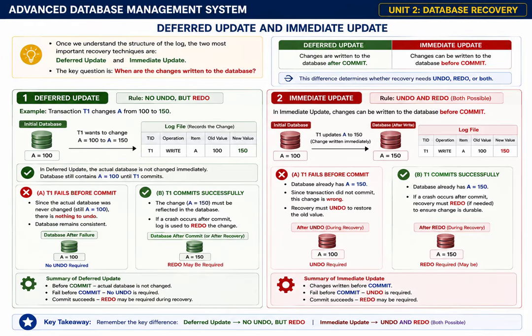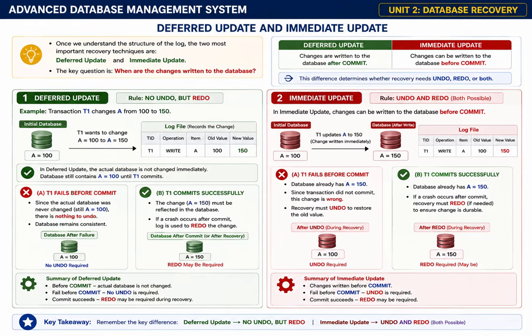Now, suppose instead that T1 successfully completes and commits. In that case, the new value, 150, needs to be reflected in the database. If the system crashes at an appropriate point during recovery, the information stored in the log can be used to redo the required changes. So the simple idea behind deferred update is: before commit, the actual database is not changed. If the transaction fails before commit, no undo is required. If the transaction commits successfully, redo may be required during recovery. This is why deferred update is commonly summarized as no undo but redo.